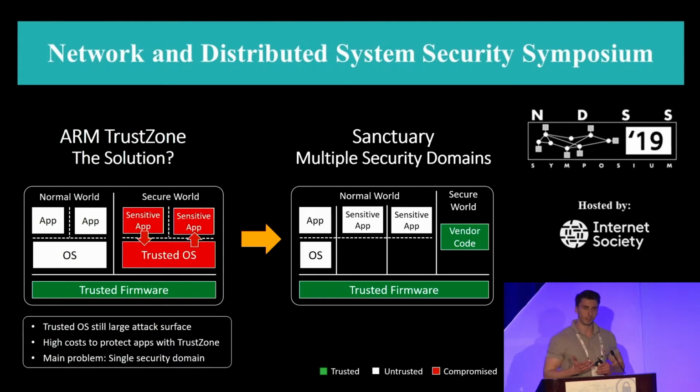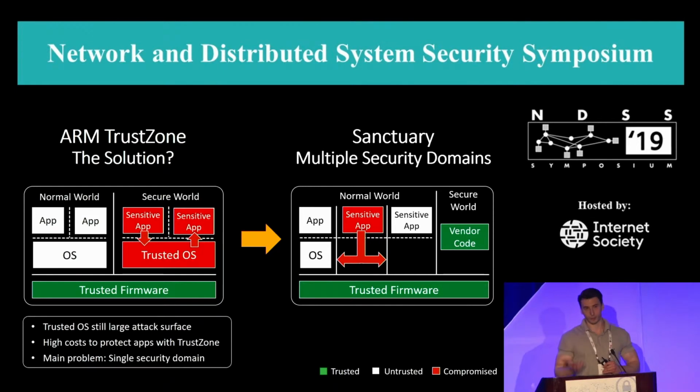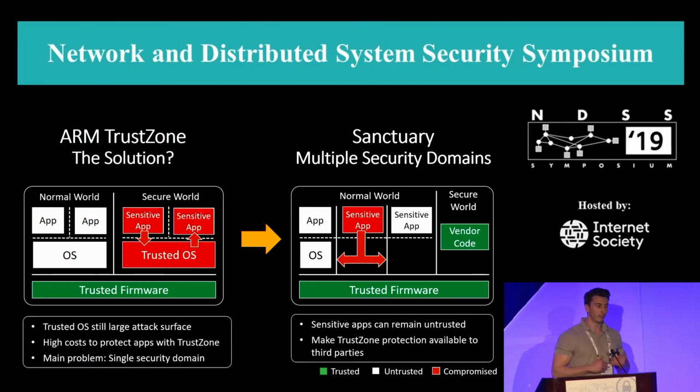What we would want is an architecture that could provide us with multiple security domains, and this is what Sanctuary can deliver. We want to remove all the third-party code from the secure world and just keep the code from the vendor inside. Then we want to isolate the different sensitive apps in the normal world and run them as user space enclaves. We want a strong hardware-enforced separation between the sensitive apps so that if a sensitive app is malicious, it cannot access the commodity OS and also not the other sensitive apps. If we can achieve that with our security architecture, then finally we don't have to trust the sensitive app anymore, and we can make the TrustZone protection available for all the third-party developers.